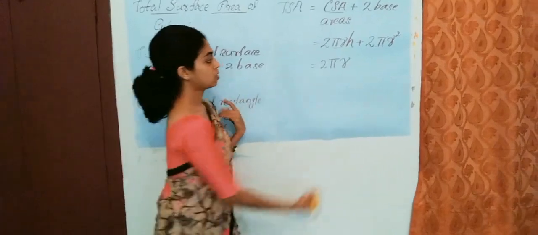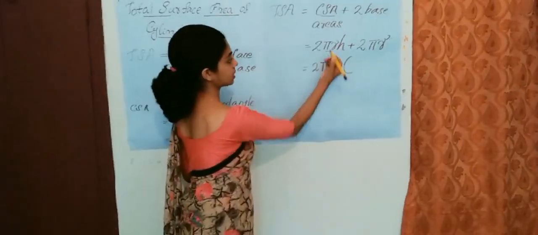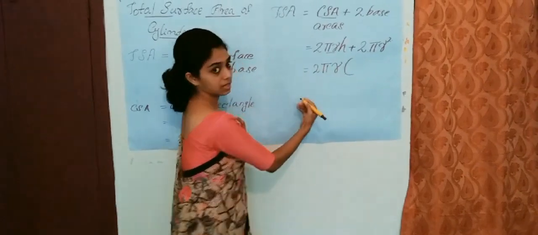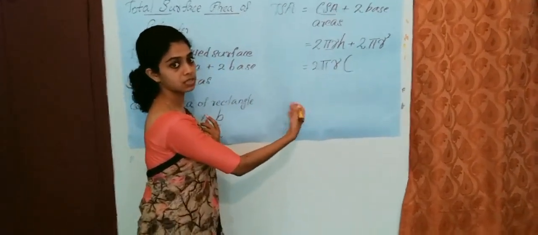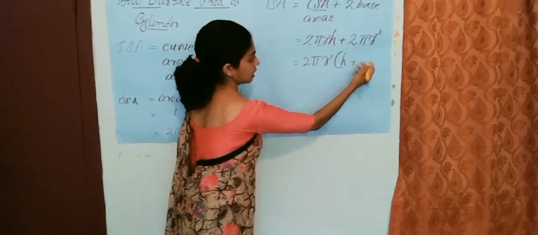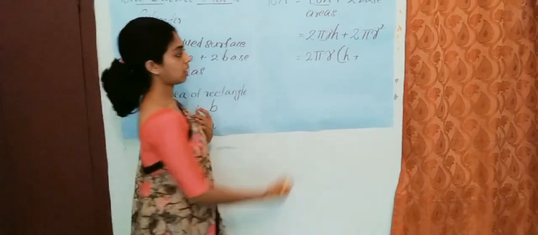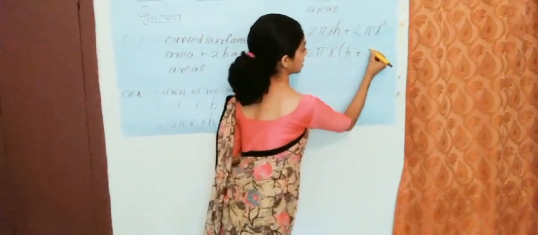Am I right? So, next we place a bracket here. Now, in the first term, when we take 2 pi r outside, which is the remaining term? Which is the remaining value? Very good. It is h. In the second term, which is remaining? Very good. It is r that is remaining.